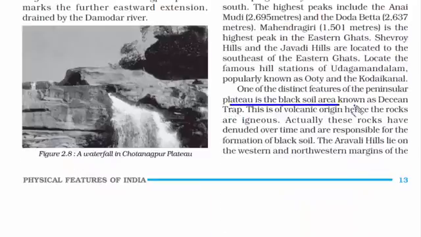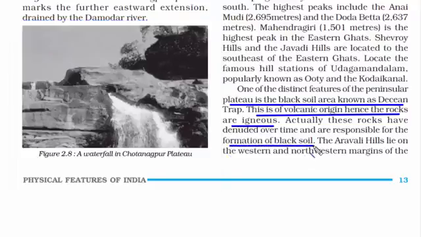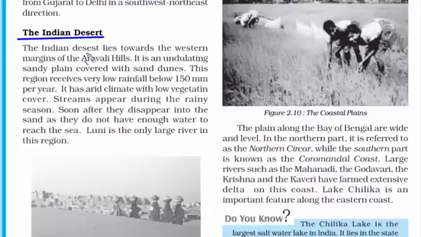So the Deccan Plateau is known for its black soil, and this is of volcanic origin, hence the rocks are igneous. And since soils are formed from weathering of rocks, hence these rocks are responsible for the formation of black soil. And the fourth feature is the Indian desert.